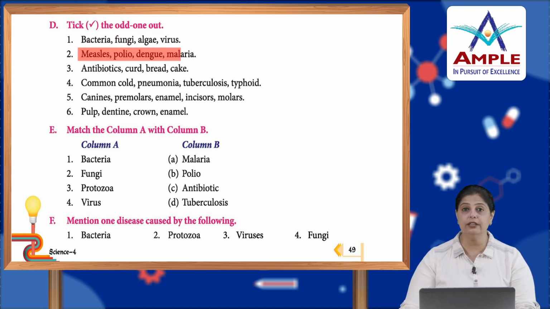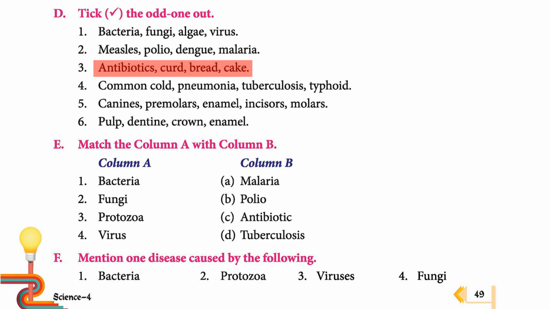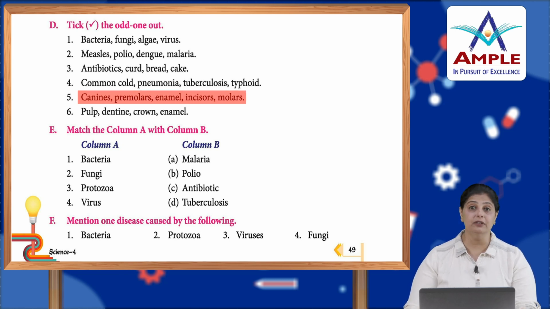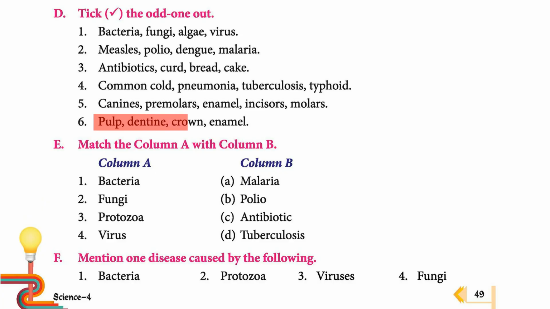Measles, polio, dengue or malaria? It is polio. Antibiotics, curd, bread or cake? It is the antibiotics. Next, common cold, pneumonia, tuberculosis or typhoid? It is tuberculosis. Canines, premolars, enamel, incisors or molars? Enamel. Pulp, dentine, crown, enamel, crown.